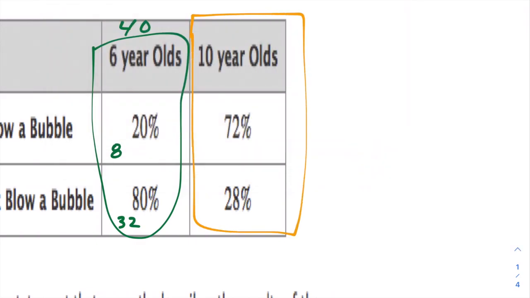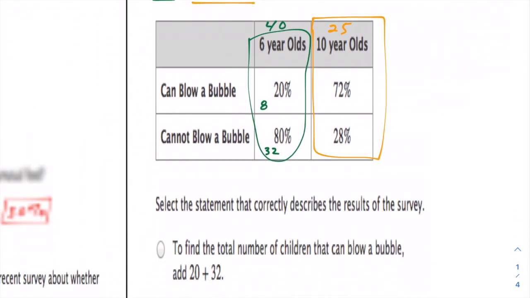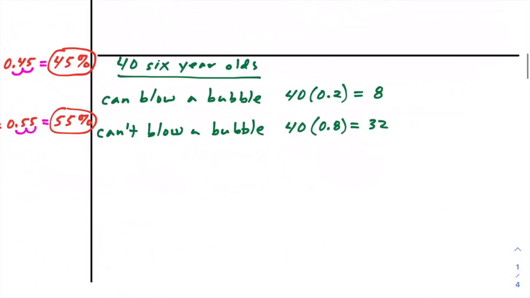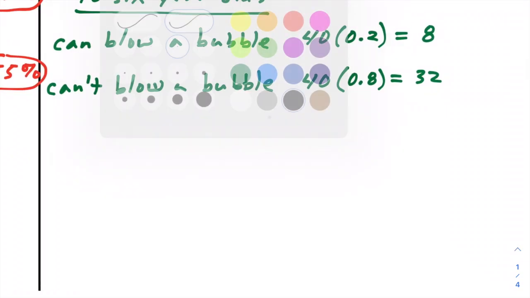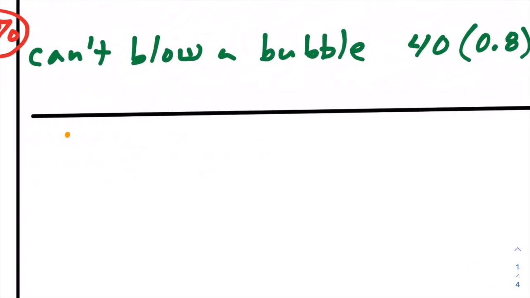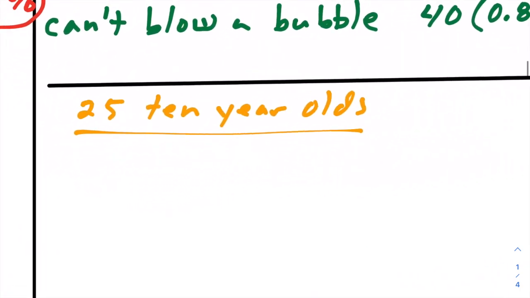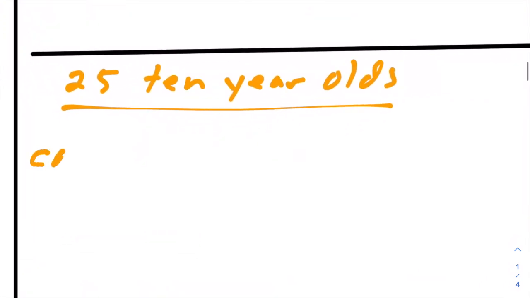All right, so let's take a look at the 10-year-olds. There are, I believe, 25 10-year-olds. Yep, 25 10-year-olds. So let's do the work for them down here. It's a lot easier to take care of the work first, and then you can just use your information to figure out what you need. So there were 25 10-year-olds. And we're going to do the same thing. We're going to figure out how many of them can blow a bubble.